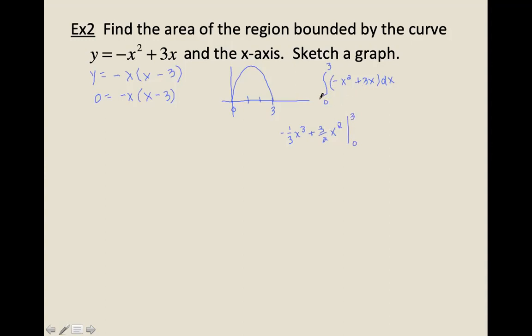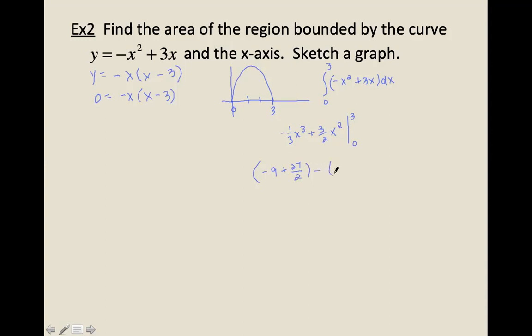So the first time I do this, I put 3 in for x. Next time through, I put 0 in for x, and I subtract those two. So 3 cubed is 27 times negative 1/3 would be negative 9. And here we have 3 squared is 9 times 3 is 27 halves.